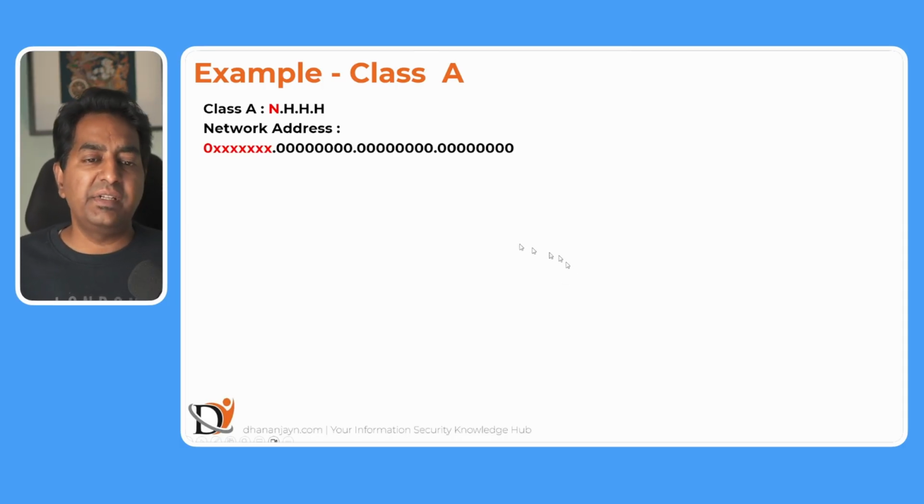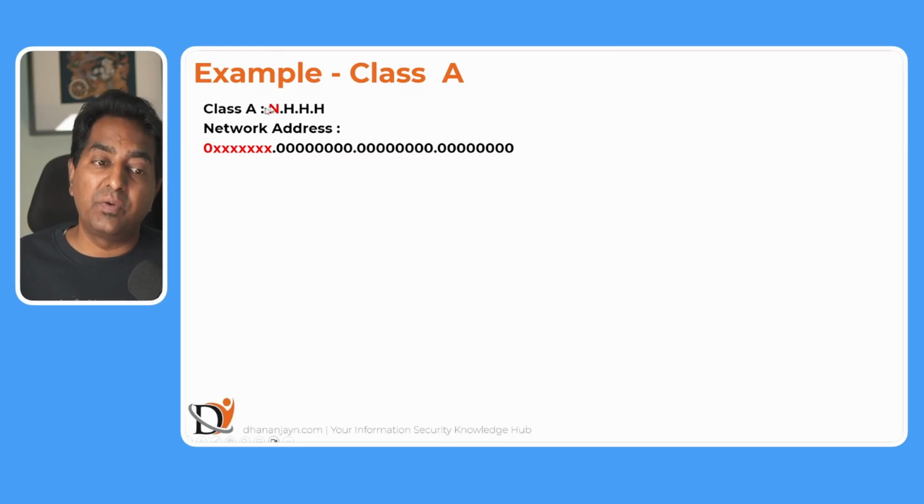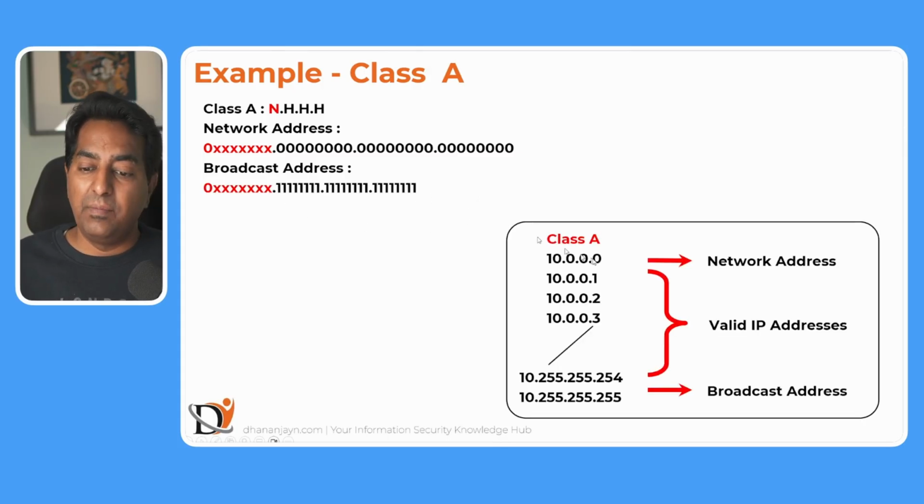Same thing, let's calculate for class A. There is only one network field and three host fields. If I make all those host bits 0, this is going to be my network address. If I make the host bits ones, I'm going to get the broadcast address.